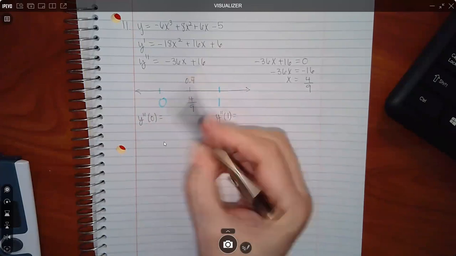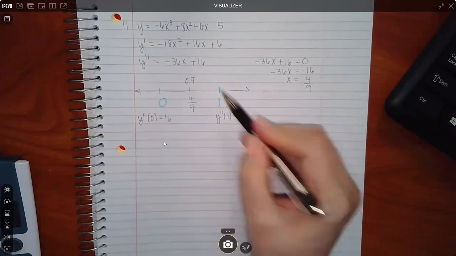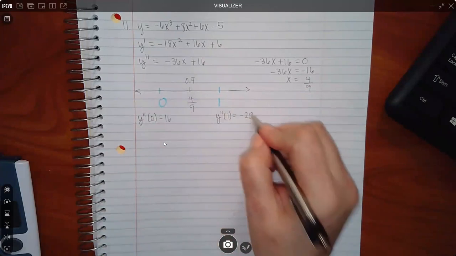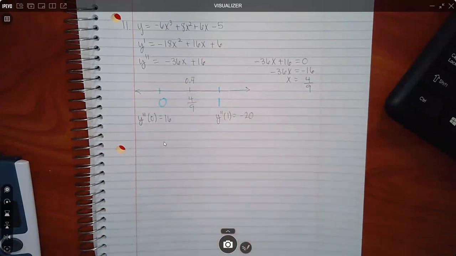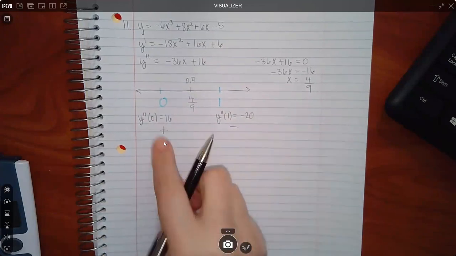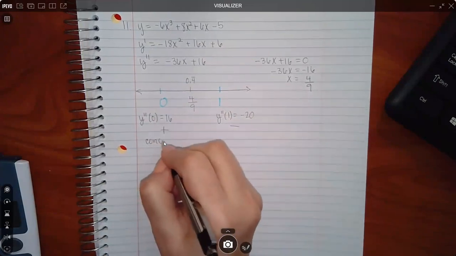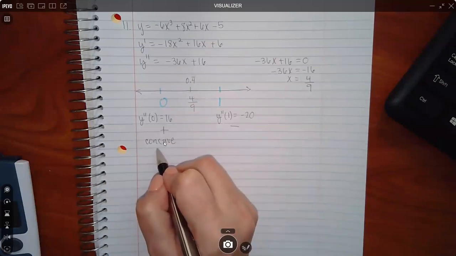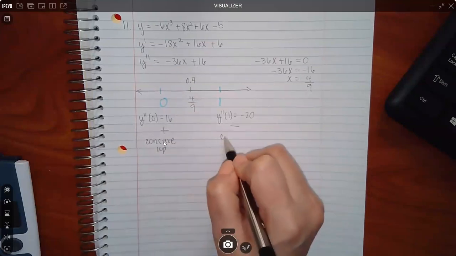Now, if I plug in 0, I'm just going to get 16. If I plug in 1, I get negative 20. So this one's positive and this one's negative. This one means concave what? Up or down? Up. And then this one?